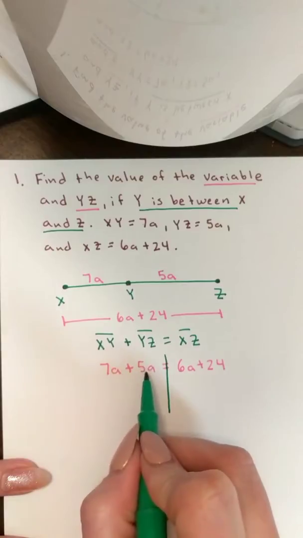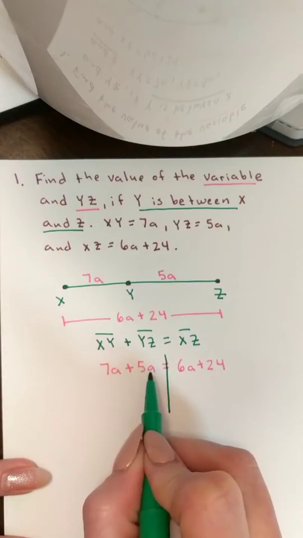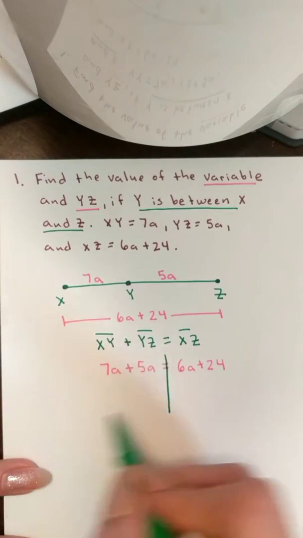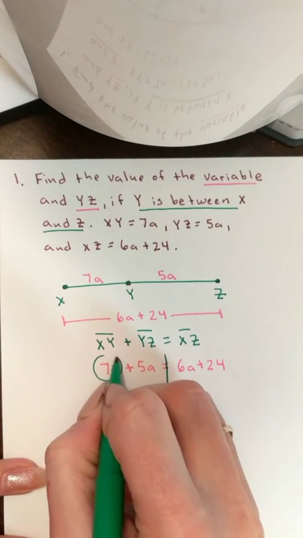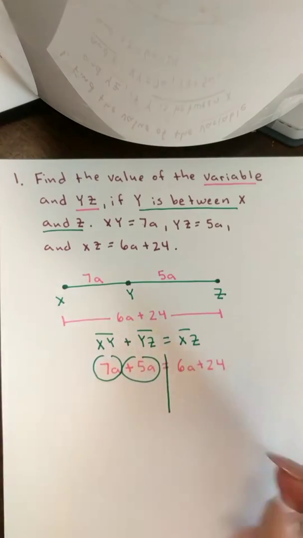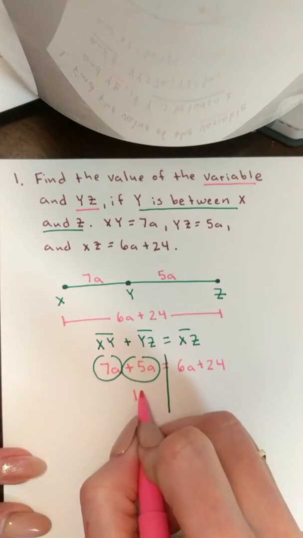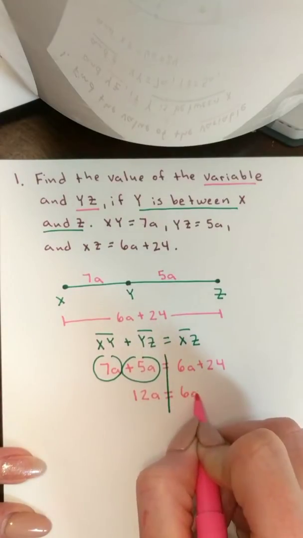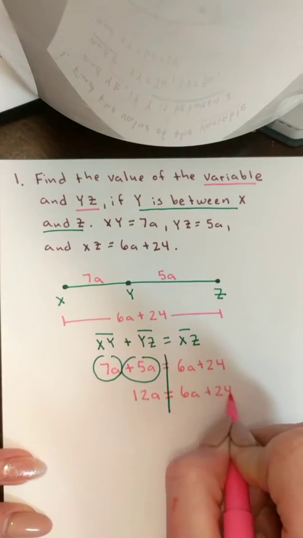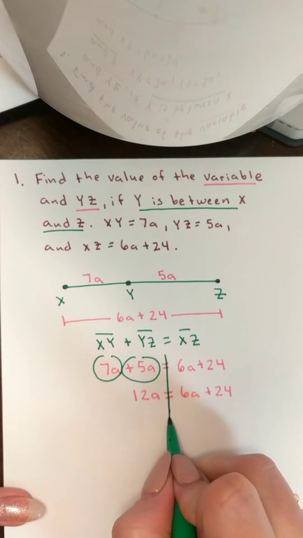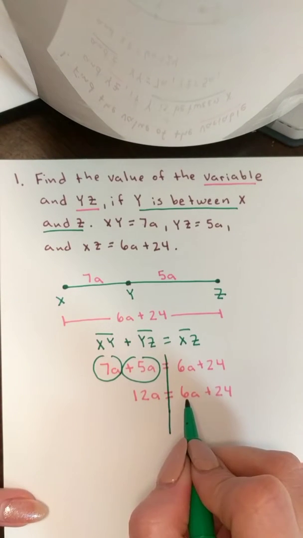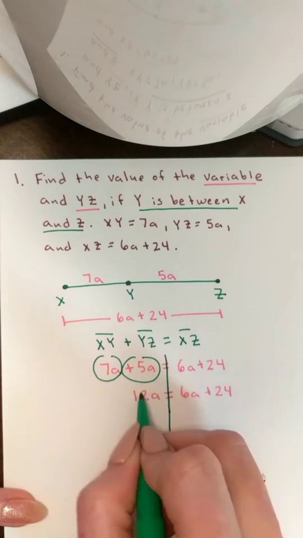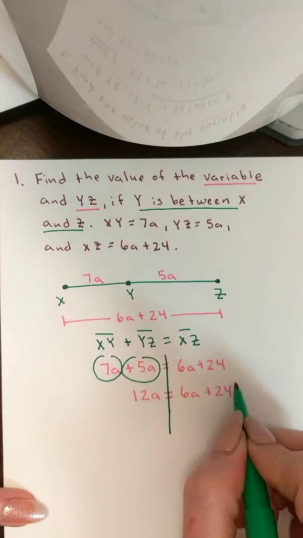So before we start, we see that we have like terms on the same side. Both of these have a's. So we can go ahead and just combine them together. 7a plus 5a is 12a. Everything else comes down since we haven't done anything with it. Our variable is still not by itself. We have 6a over here, 12a over here, and 24 over here.